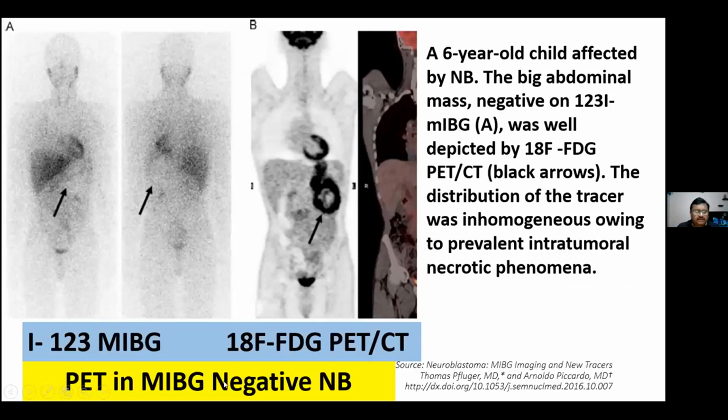Now where does PET come in? PET comes in MIBG negative cases. You don't see anything here in the MIBG, just some cold area. But when we do a PET, we are very nicely able to see the MIBG negative tumor, which is hot on PET. So once they de-differentiate and become poorly differentiated, the tumor is very nicely caught on PET.